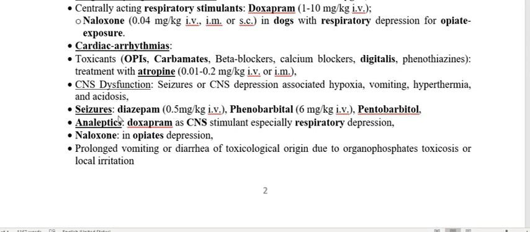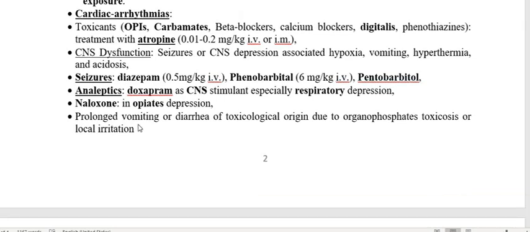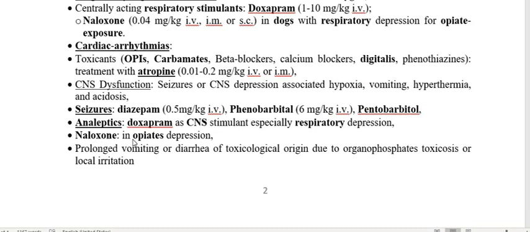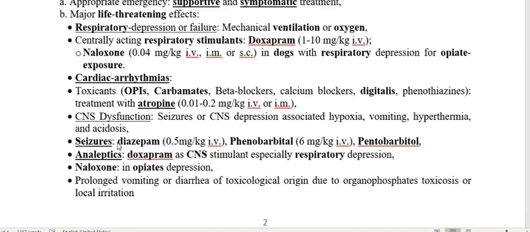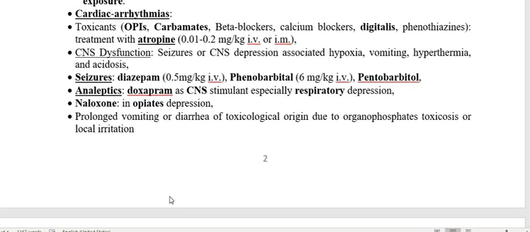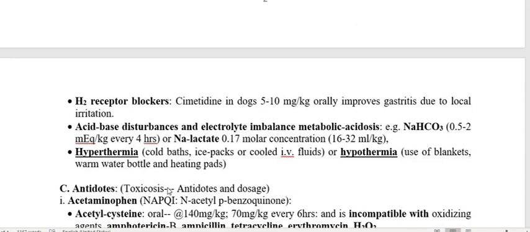Then again, the same point: if there is respiratory depression or CNS depression, you have to give analeptics, drugs that we have already mentioned earlier. And we also discussed naloxone, if there is opioid toxicity, then you have to give a drug like naloxone. Now, the other antagonists that we are going to use: if you think the toxicant is acidic in nature, then you have to give an alkalizer.